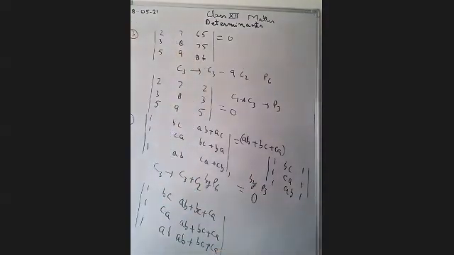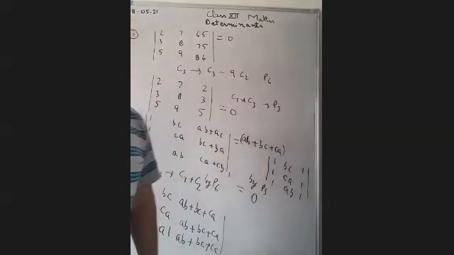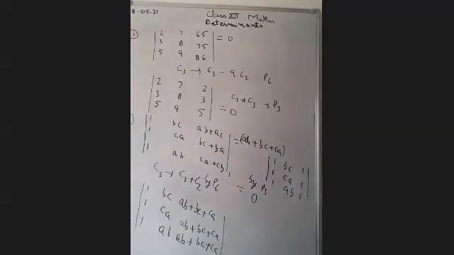If two rows or two columns are identical, like we have done here, 2 3 5, first column and third column are same. Here also first column and third column are same. The value of the determinant will be 0. Okay. Now we will take the next question.